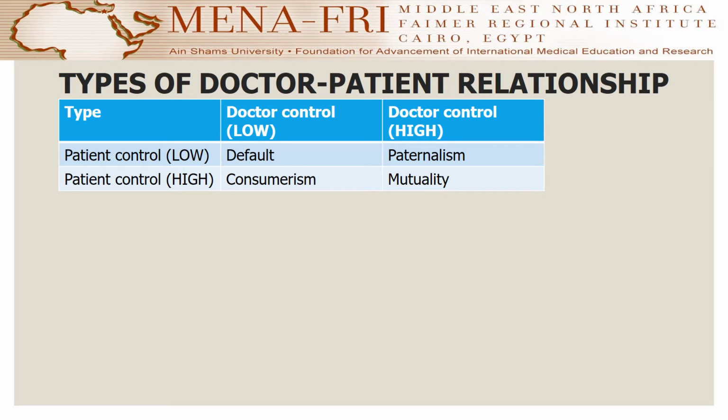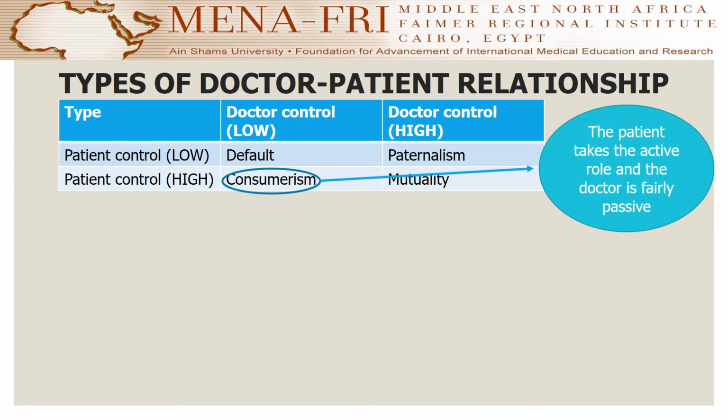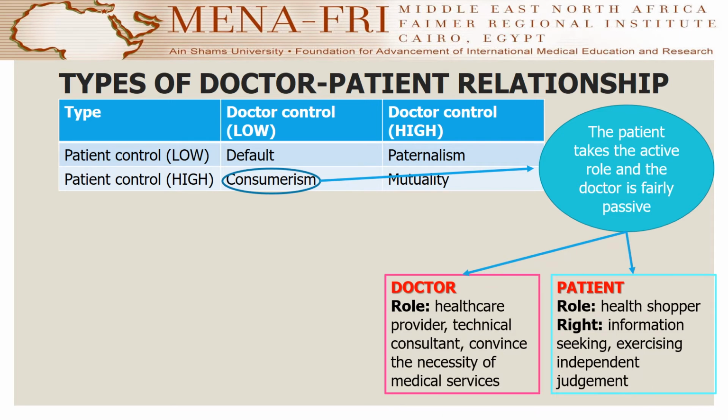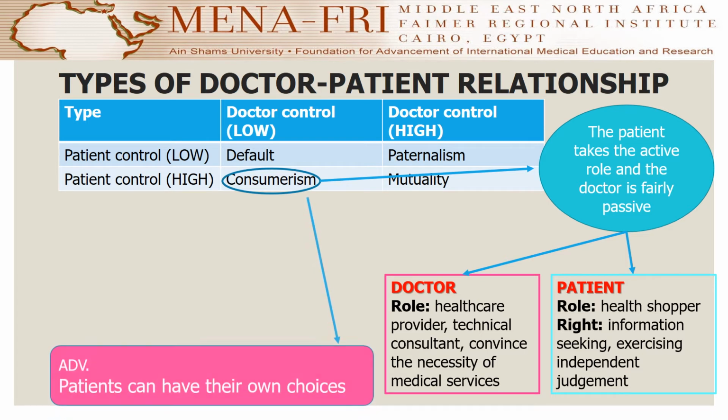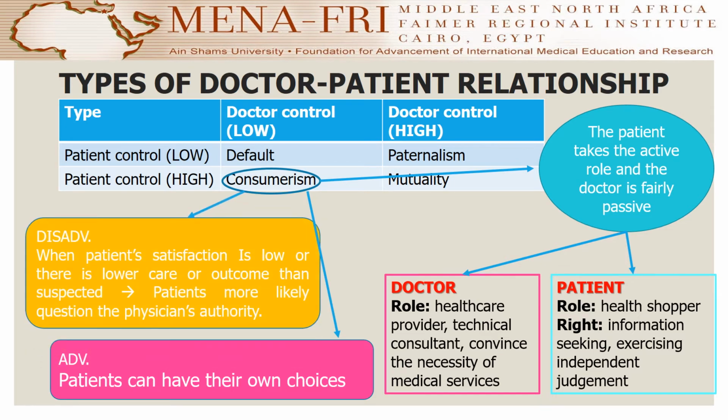The third type occurs when the doctor control is low but the patient control is high. This is called consumerism. In this type, the patient takes the active role and the doctor is fairly passive. The patient is a health shopper and has the right to seek information and exercise independent judgment, while the doctor is only a healthcare provider, technical consultant, and convinces of the necessity of medical services. This type gives the patient the opportunity to have their own choices. But when patient satisfaction is low or there is lower care or outcome than expected, patients more likely question the physician's authority.